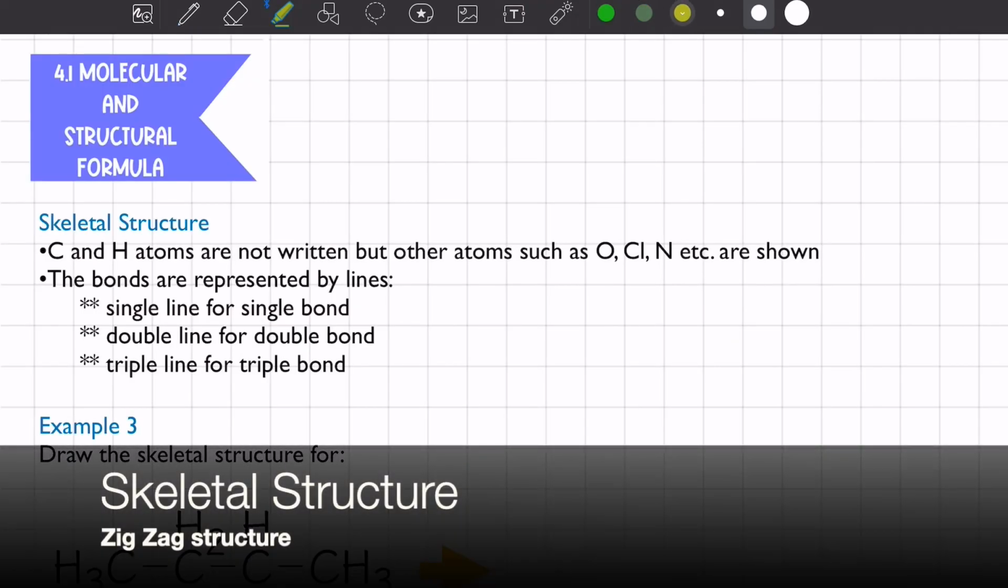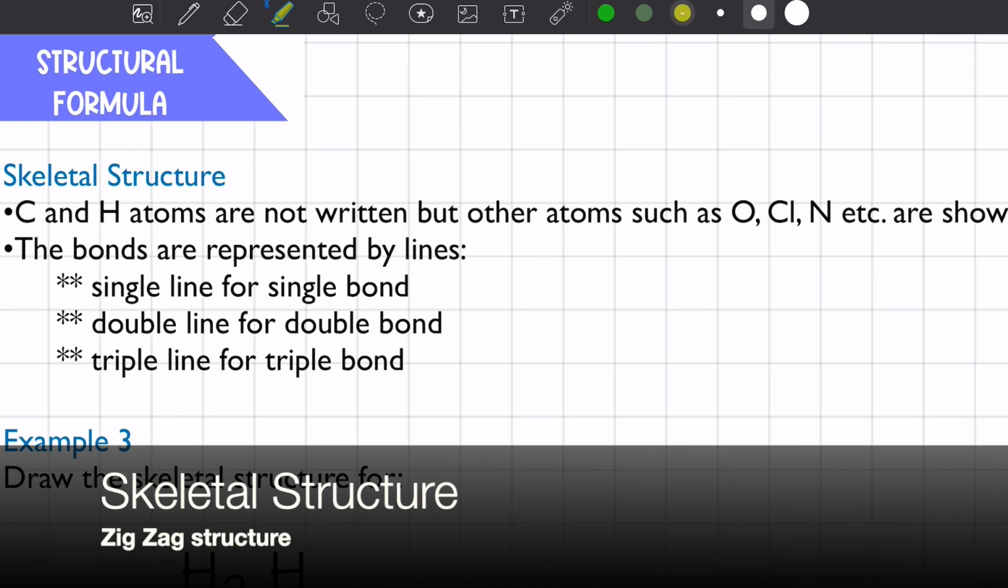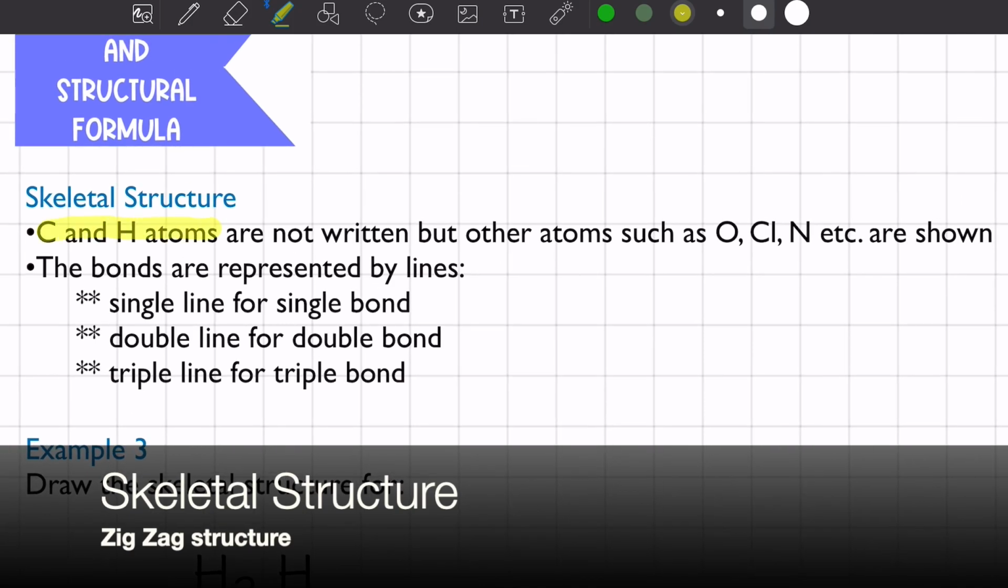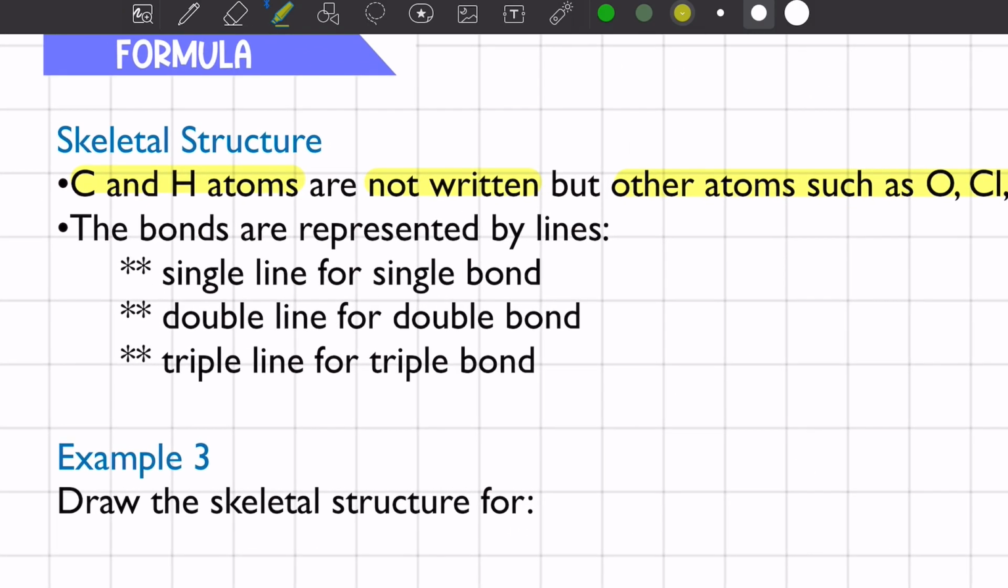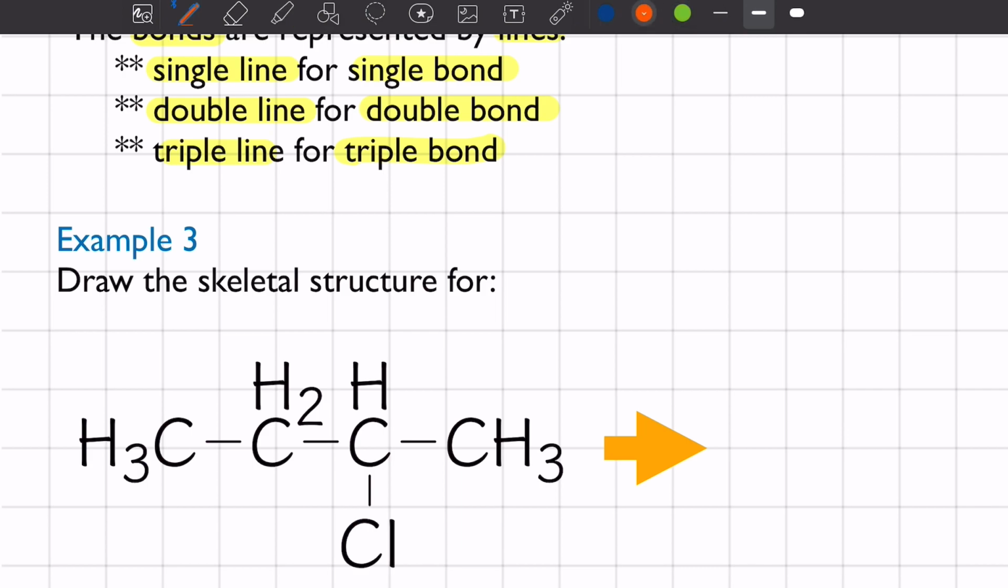Okay, the last one is skeletal structure, in which C and H atoms are not written, but other atoms such as O, Cl, nitrogen, etc. will be shown. Okay, so for skeletal structure, kita akan wakilkan bond ini menggunakan line. So single line for single bond, double line for double bond, triple line for triple bond. Okay, so for example, this one.